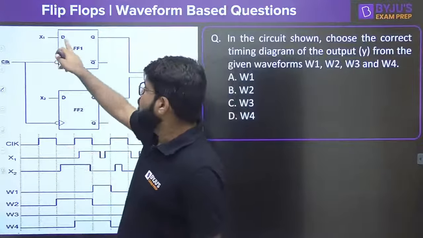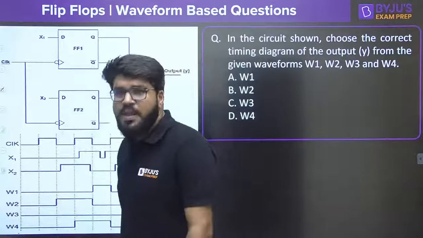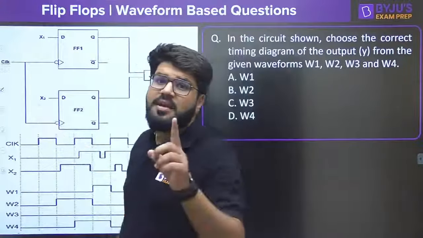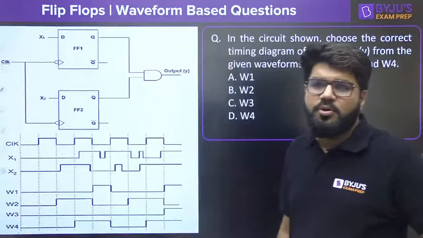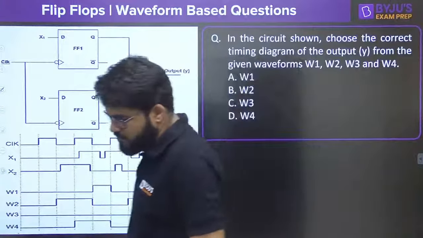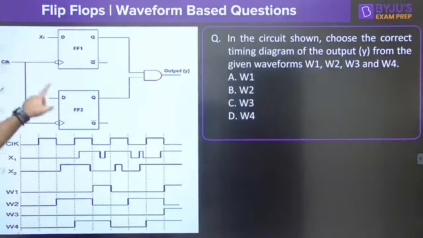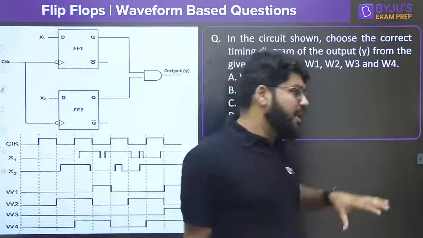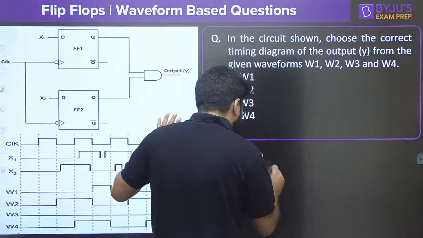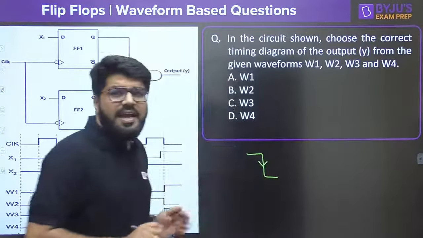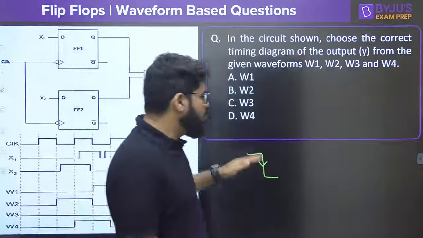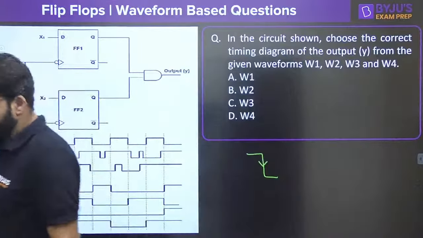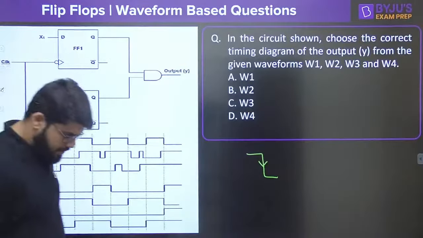This is the clock applied, and you are able to see we have 2 D flip-flops. Both the flip-flops are what type of triggered? Negative edge triggered, as we have seen the symbols earlier. The negative edge triggered flip-flop will respond to the negative edge of the clock. What is the negative edge? An edge going from 1 to 0. A transition from 1 to 0 is the negative edge.